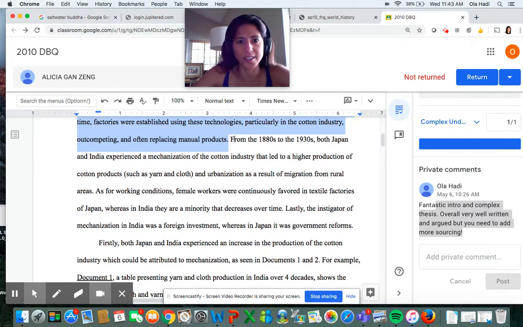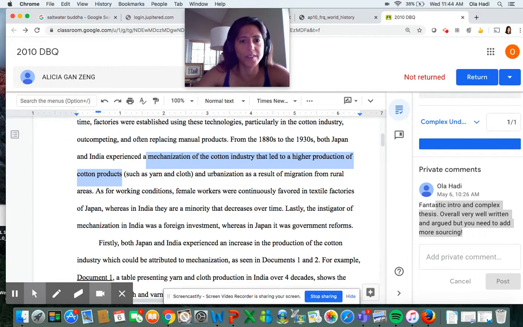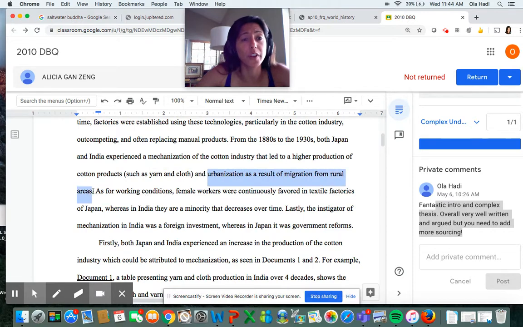Now here's her thesis. From the 1880s to the 1930s, both Japan and India experienced a mechanization of the cotton industry that led to a higher production of cotton products, such as yarn and cloth, and urbanization as a result of migration from rural areas. So this is part 1 of her thesis, or part A, let's call it. Here she has similarity 1, a higher production of cotton products, and similarity 2, urbanization.